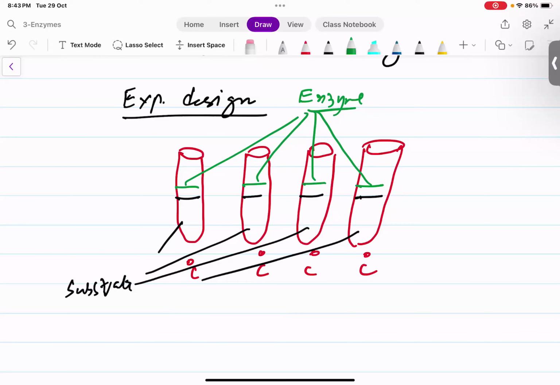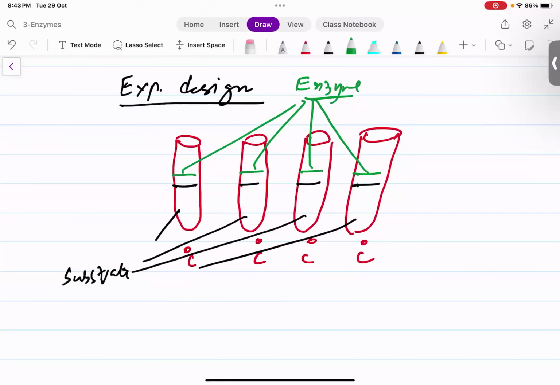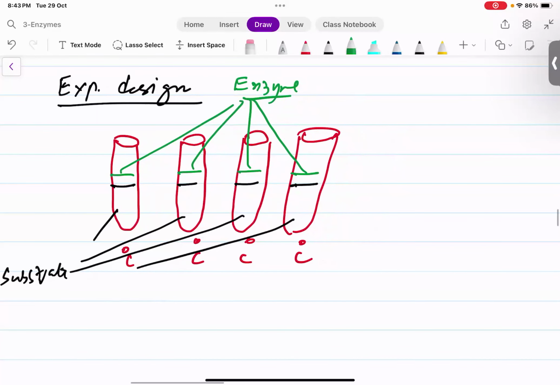And if we have to compare our results, obviously we will see some change in the substrate concentration, and that could be recorded by disappearance of substrate or by appearance of the products, by doing some food test or by using instruments like a colorimeter, where we can measure the changes in product or substrate. So to compare, we will have some results obtained at the different temperatures.